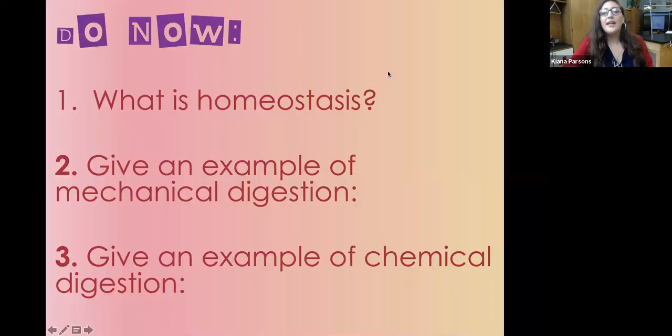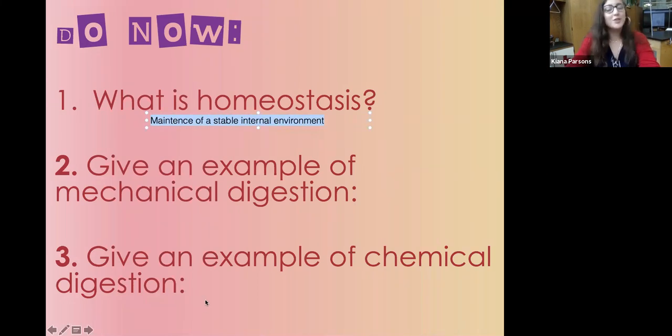So, what is homeostasis? Homeostasis is the maintenance of a stable internal environment. And this involves all of the chemical reactions involved in our metabolism. So enzymes are very important to the maintenance of homeostasis, as well as the consumption of appropriate nutrition, which is why we're talking about it right now in Unit 3.